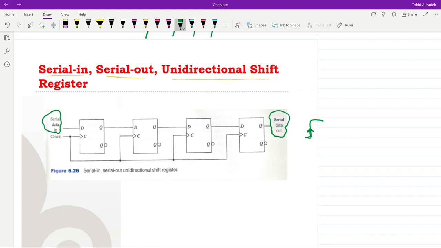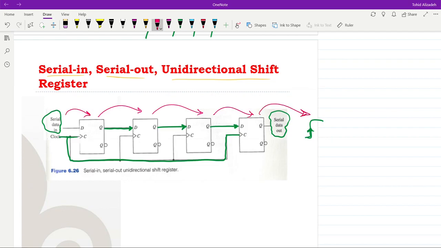And you can see that internally, the output of the first flip-flop is connected to the input of the second one, output of the second one to the input of the third one, and output of the third one to the input of the fourth one. And they all are receiving the same clock. So in this way, we will have shifting of the data at each rising edge of the clock. So that's why it is called the unidirectional shift register. We don't have the shifting of the data in the other way. This is not provided for now.